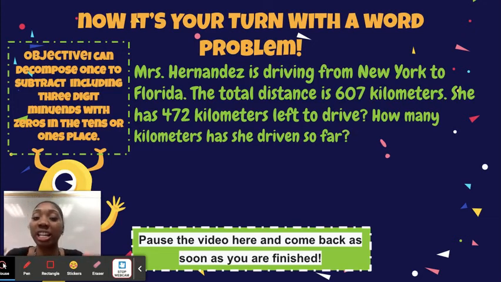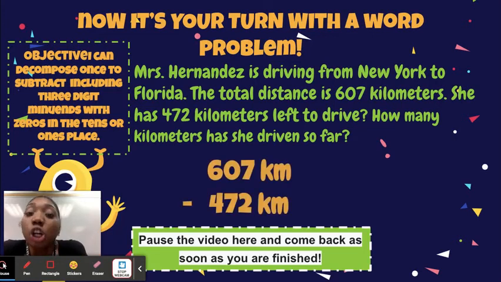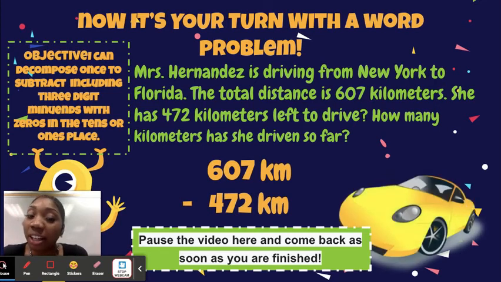Well, Mrs. Hernandez has 472 kilometers left to drive. So that right there is telling me that if she has a total amount and she has 472 kilometers left, I need to find out, well, what did she drive so far? So I'm going to set up my problem where I have 607 minus 472. I want you now to pause the video and come back as soon as you have solved this problem.